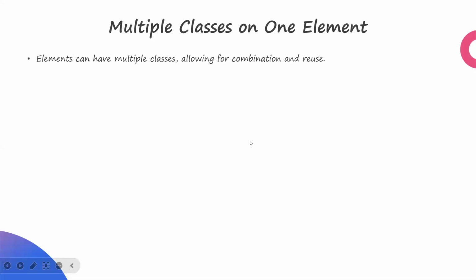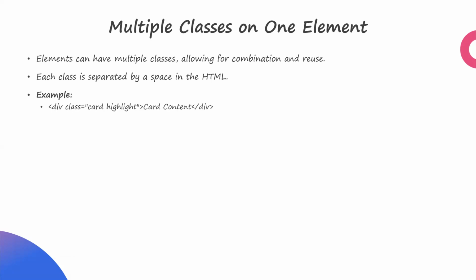Elements can have multiple classes, allowing for combination and reuse. Each class is separated by a space in the HTML. Look at it. In this div, we have the class card and we have highlight. Card would have its own CSS rule, and highlight will also have its own. Both of them will be applied to this div. This is what it looks like: this is the card and this is the highlight.